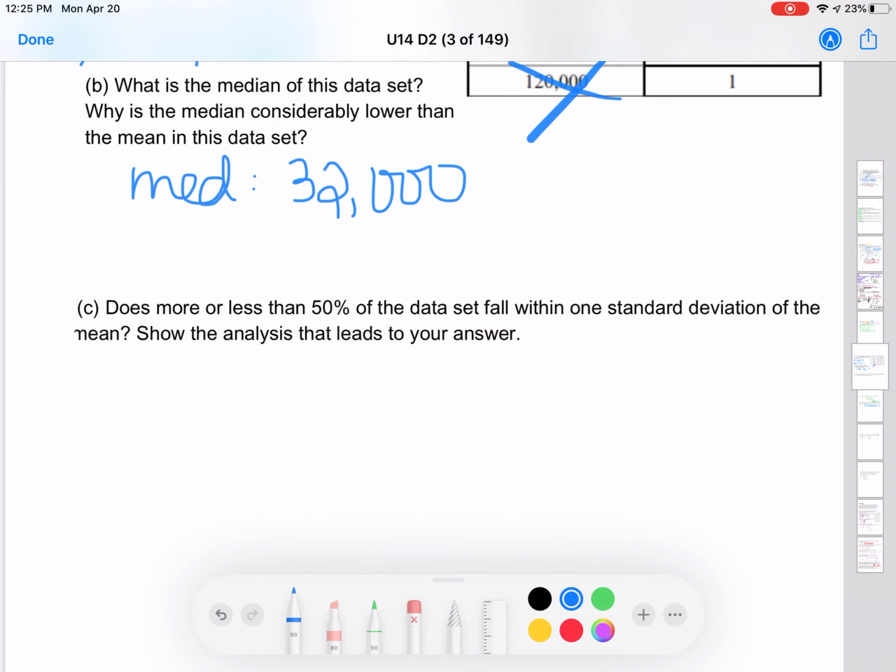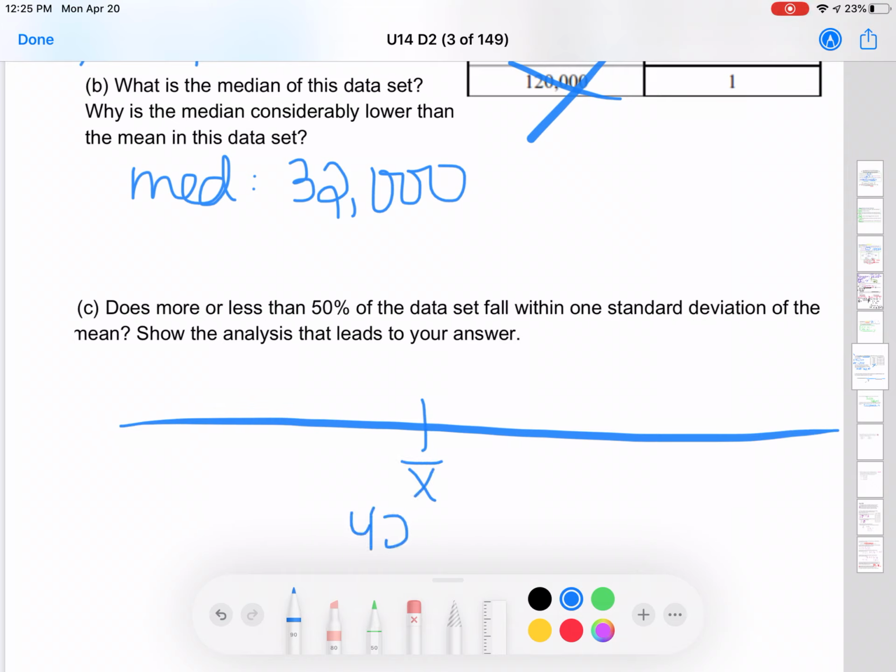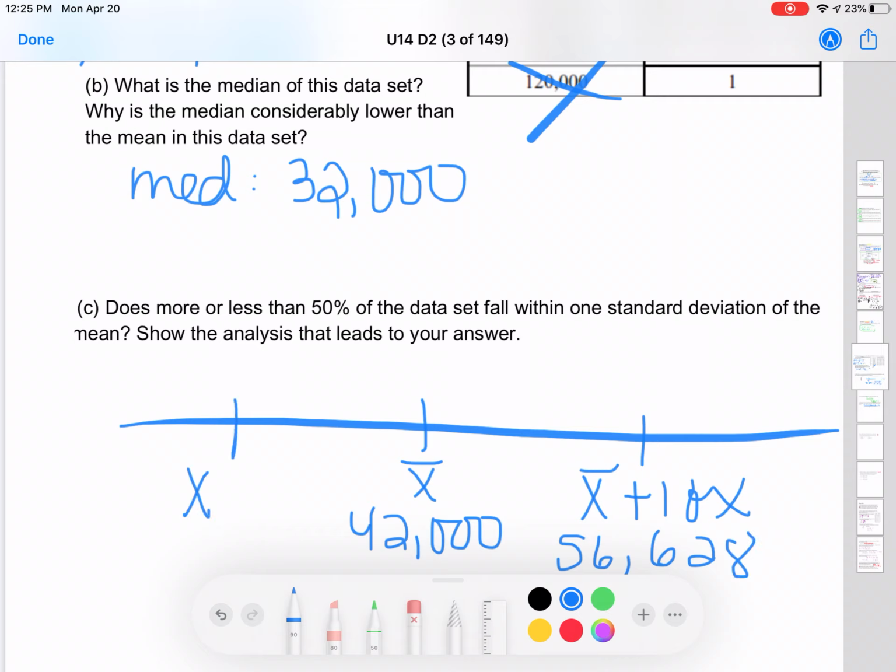So it says, does more or less than 50% of the data fall within one deviation of the mean? So we're going to make our little chart again. Here's our X bar of 42,000. And then we'll do X bar plus one deviation, which is 56,628. And then X bar minus one deviation, 25,492.